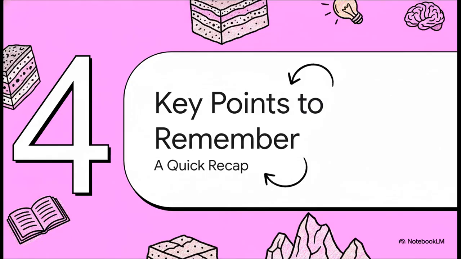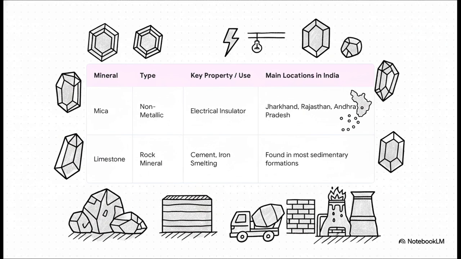Okay, we have covered a lot. So let's take a moment to quickly go over the most important points we've learned so far. This will really help you revise later. This table sums it all up very nicely. For mica, the key things to remember are it's a non-metallic mineral, it's used as an electrical insulator, and it's found in Jharkhand, Rajasthan, and Andhra Pradesh. For limestone, remember, it's a rock mineral, its main uses are for making cement and smelting iron, and you can find it in most sedimentary formations in the country.